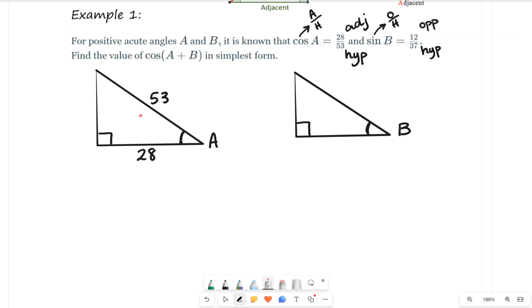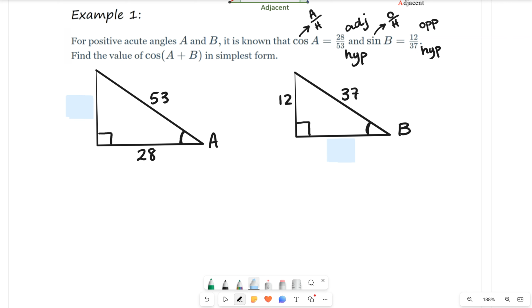For sine B, they told us the length of the opposite side is 12. So across from angle B is the length of side 12, okay, that's the leg. And the hypotenuse length across from 90 degrees is a length of 37 units. So notice right now we do not have the length of this side, which in this case would be the opposite side on the A triangle. And the length here, the adjacent side on the B triangle, is missing there, okay?